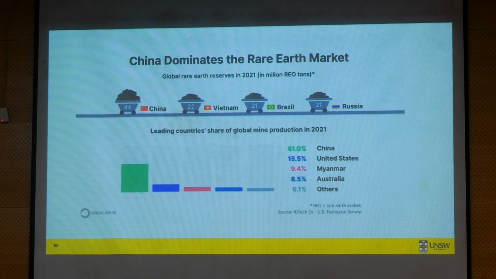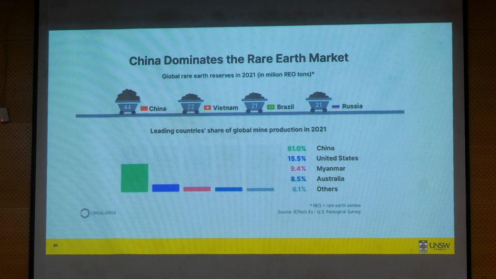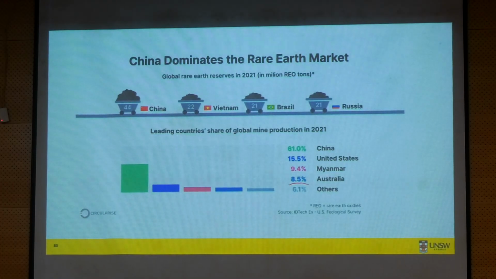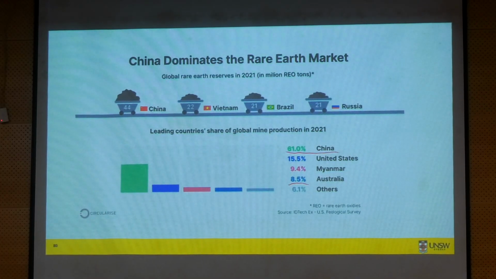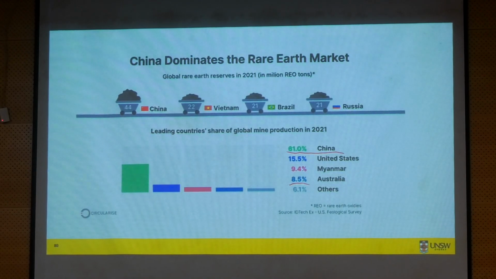They are rare. You can't find these three materials everywhere in the world, okay? It is concentrated in a few places. One is China, which dominates. I think there's a bit of material also in Australia, but they haven't mined it. Okay, mining: only 8.5% in Australia, 61% in China, some in the US, 15%, some in Myanmar.